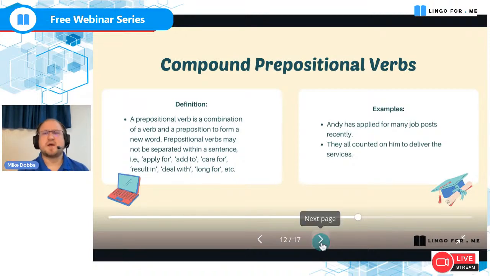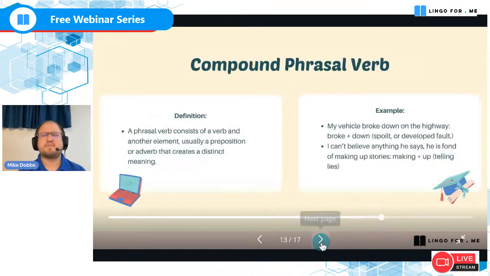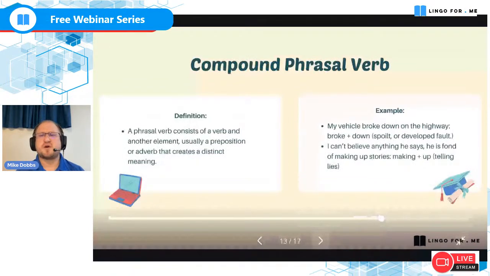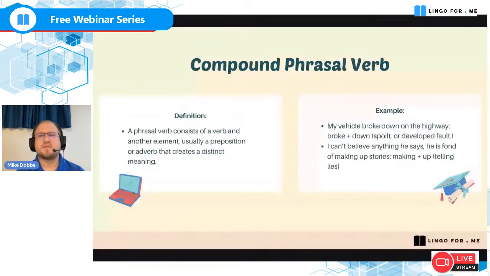All right. Now the second type of compound verb is compound phrasal verbs. Phrasal verbs are often very common, especially if you're taking class with Lingo for Me. They can be common in English. So here we'll talk about compound phrasal verbs. A phrasal verb consists of a verb and another element, usually a preposition or an adverb, that creates a distinct meaning or a specific meaning.